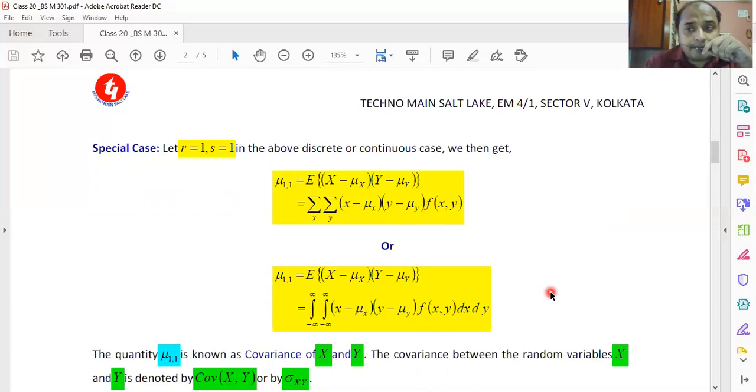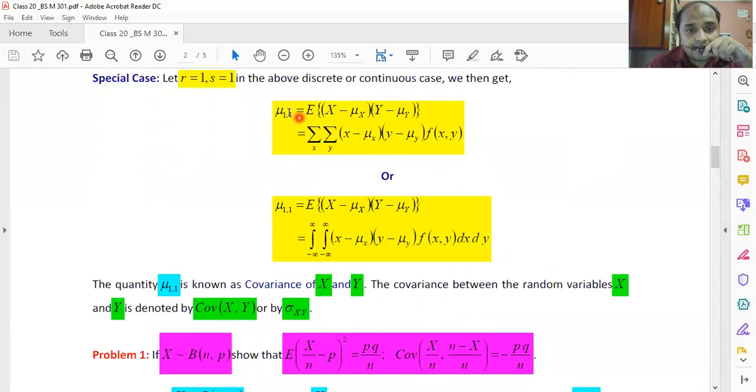My important part is not about the broad analysis of product moments, but about this special case, because we shall be using this special case a lot in our subsequent analysis of statistical situations. We are mostly interested in this quantity mu 1 comma 1. Why? Because this quantity has a special name.